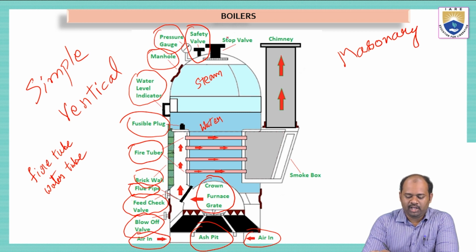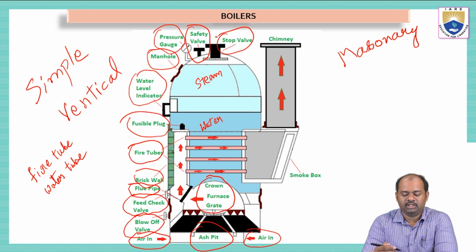And then we have the stop valve. The stop valve is the one which is operated for removing the steam from the steam container. The ultimate purpose of this boiler is to generate steam, and the steam that is generated has to be taken out. The stop valve is operated to take the steam outside the boiler structure.